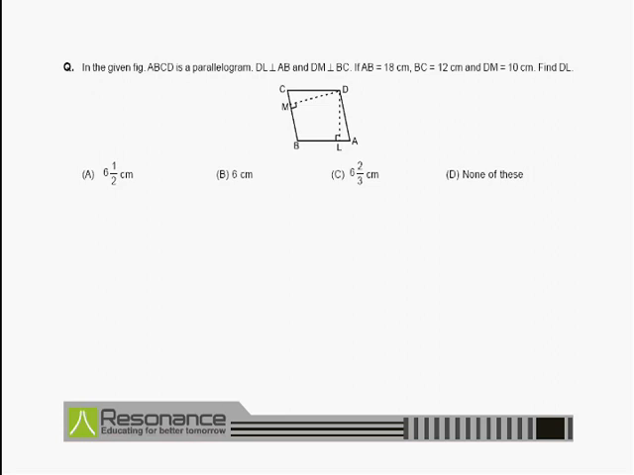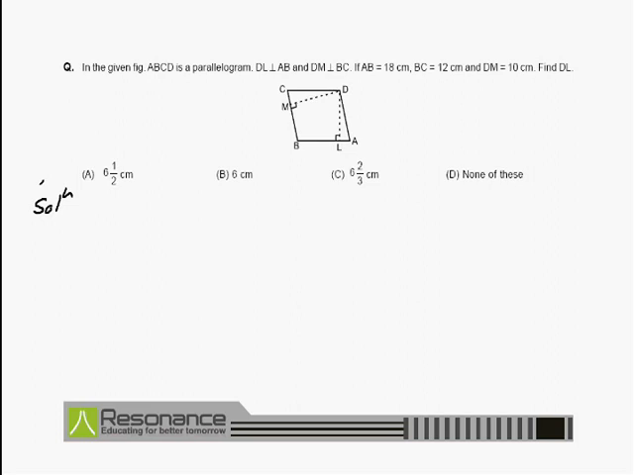So in this question, ABCD is a parallelogram in which the length AB is given as 18 centimeter and the length BC is 12 centimeter, and DM is 10 centimeter. DL works as an altitude, or you can say the height, for the base AB, and DM works as a height for the base BC.